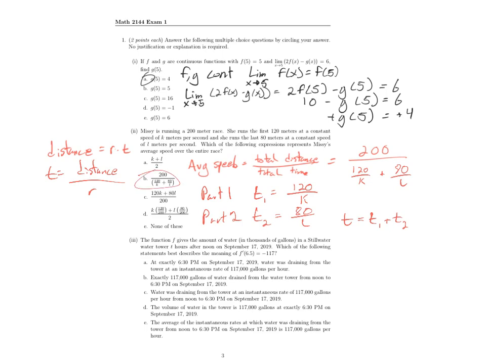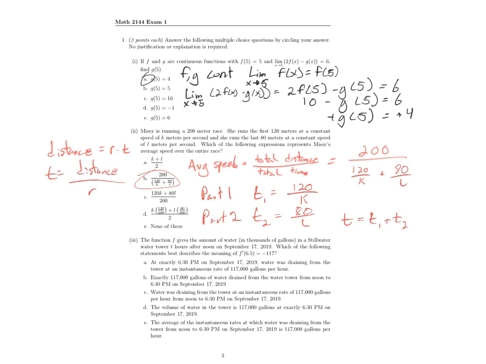So for this third problem, we're told that we have a function f that gives the amount of water in thousands of gallons in a Stillwater water tower t hours after noon on September 17th. Which of the following statements best describes the meaning of f prime of 6.5 equals negative 117? So the first thing to note here is that f is a measurement of volume measured in thousands of gallons.